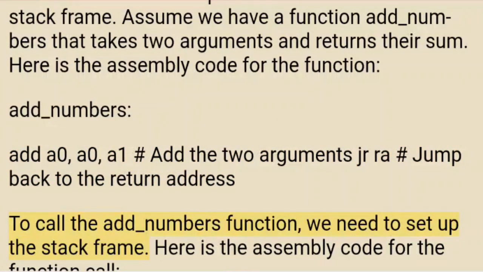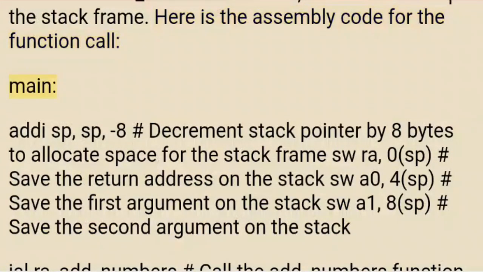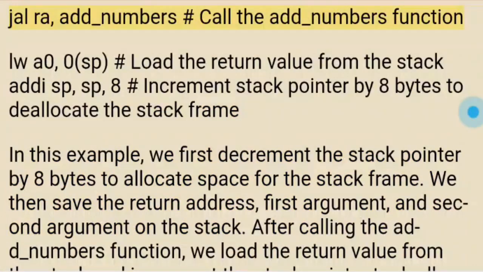To call the add_numbers function, we need to set up the stack frame. Here is the assembly code for the function call. main: add sp, -8 # decrement stack pointer by 8 bytes to allocate space for the stack frame; sw ra, 0(sp) # save the return address on the stack; sw a0, 4(sp) # save the first argument on the stack; sw a1, 8(sp) # save the second argument on the stack; jal ra, add_numbers # call the add_numbers function; lw a0, 0(sp) # load the return value from the stack; add sp, 8 # increment stack pointer by 8 bytes to deallocate the stack frame.